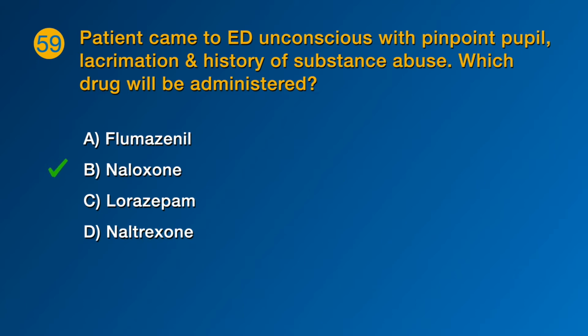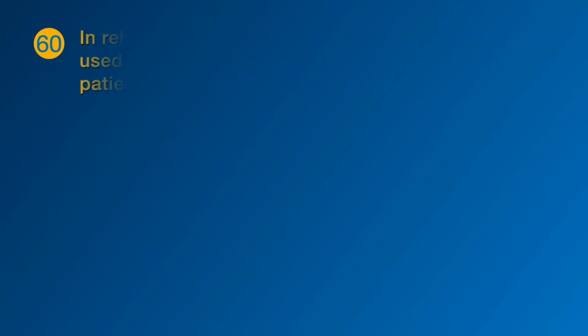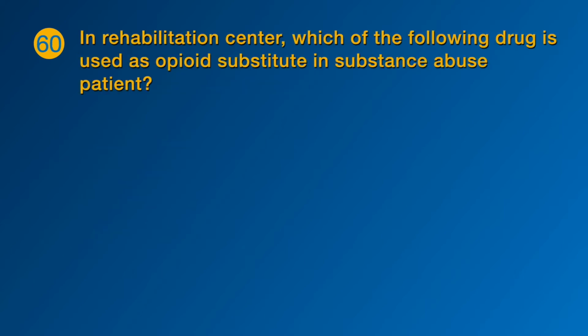Because flumazenil is used to treat benzodiazepine overdose in adults, lorazepam is used for management of anxiety disorders, naltrexone is used to prevent people who have been addicted to certain drugs from relapsing, and naloxone is used to treat opioid overdose and substance abuse.